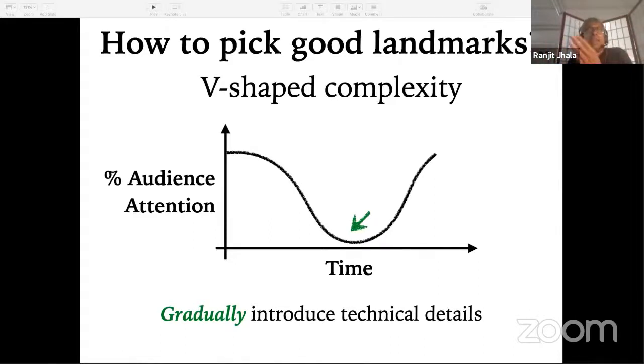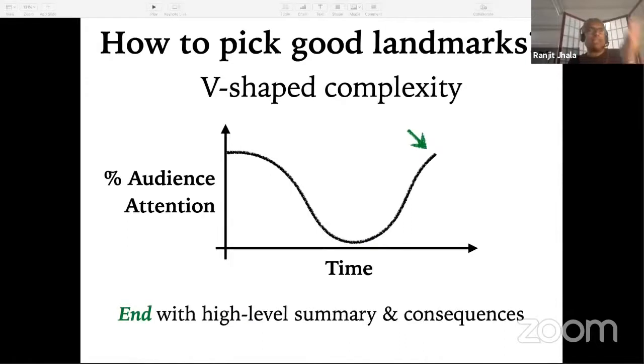And then over time, as the talk ends, once again, audience attention is going to perk up, because people are at this point expecting a wrap-up message. Maybe I'm going to get some high-level wisdom or some nice high-level summary and consequences. So you again want to make sure that as the talk ends, you pop up a bit and you don't go into very low-level details at the end. You let people who you might have lost in the middle get back, and you can help them get back into your talk.